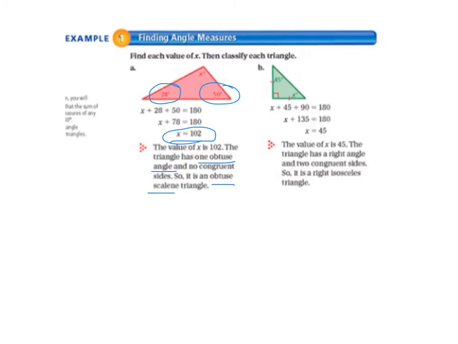Letter B. We can tell by the markings that we have a 90-degree angle and we also have a 45-degree angle. So we add those up and we get 135 degrees, and we subtract 135 from both sides, and that gives us 45 degrees for the remaining angle. The value of x is 45 degrees. The triangle has a right angle and two congruent sides. So it is a right isosceles triangle.